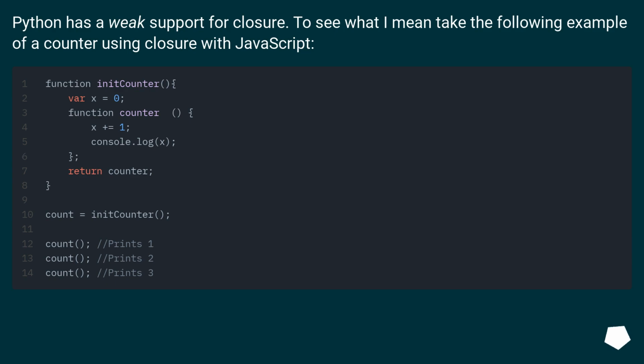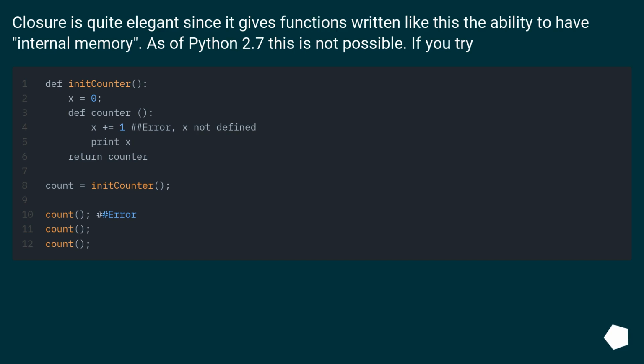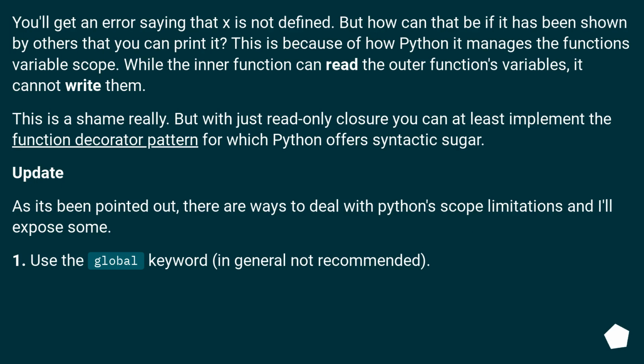Python has weak support for closures. To see what I mean, take the following example of a counter using closure with JavaScript. Closure is quite elegant since it gives functions written like this the ability to have internal memory. As of Python 2.7, this is not possible. If you try, you'll get an error saying that x is not defined.